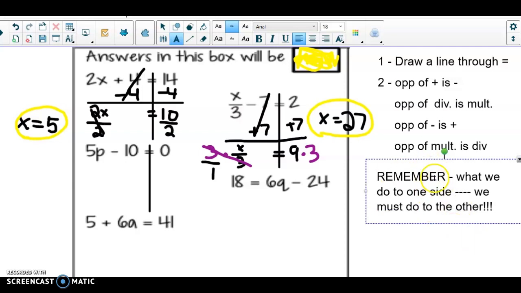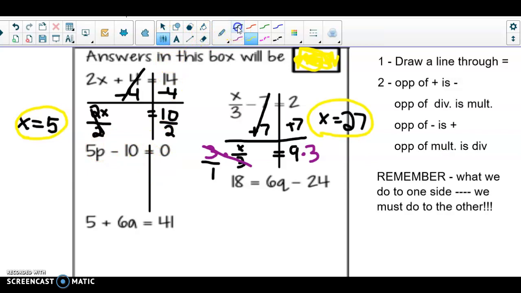If you didn't know that off the top of your head, this is a good chance to pause the video and write that down. Okay, so let's go back here. So we have our 5p minus 10, and we're going to go through these kind of quickly because we remember our steps, okay? We can slow it down if you need to.